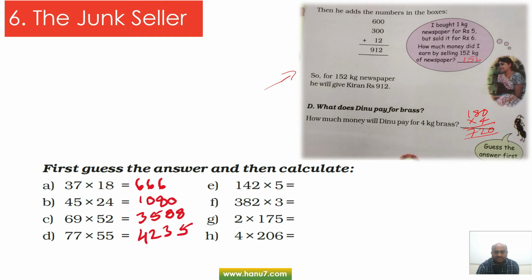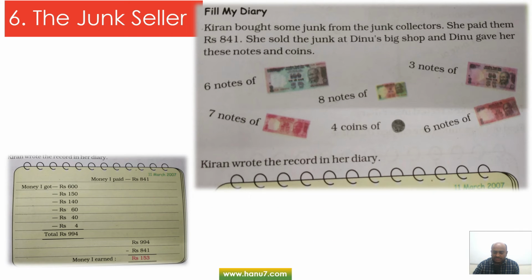So let us check the answers. So 666, 1080, 3500, 4200, like that you have to guess and calculate the others. So how to do the guess and everything is use the box method, whatever was explained in the previous slides. Now comes fill my diary.